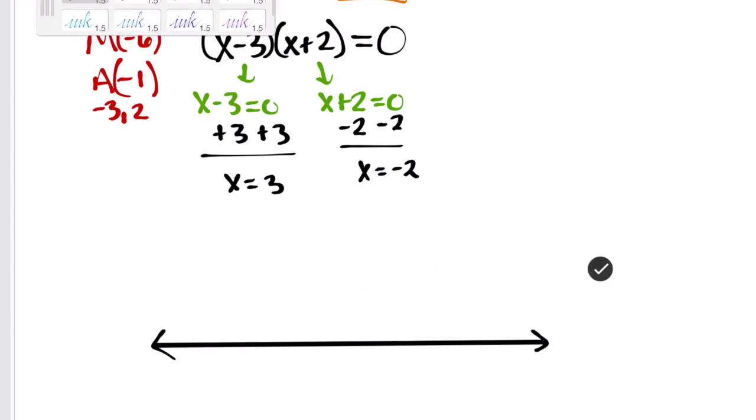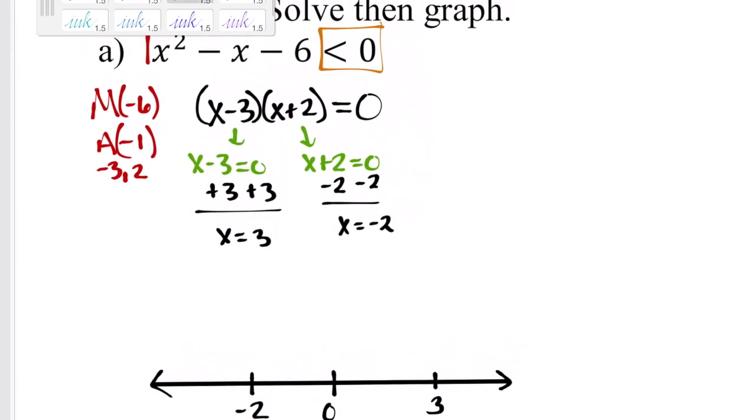So here, on my line, -2 comes before +3. I know I've got 0 in between. It'll be a little bit closer to -2. This is just a less than sign. It's not an or equal to. So because it's not an or equal to, I know I'm going to have open dots on my critical values.